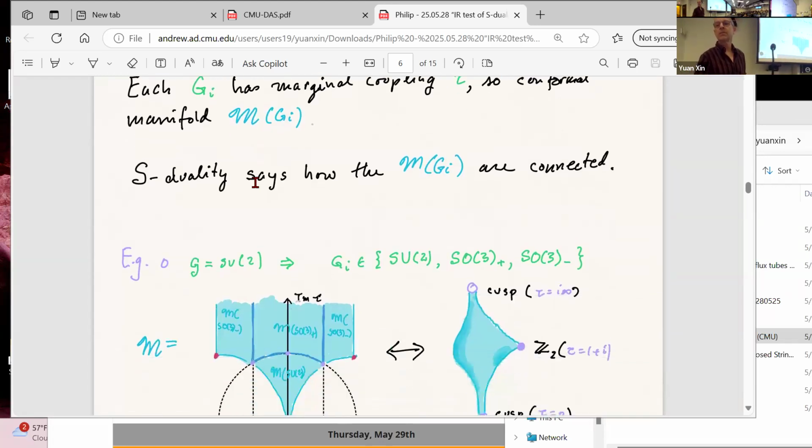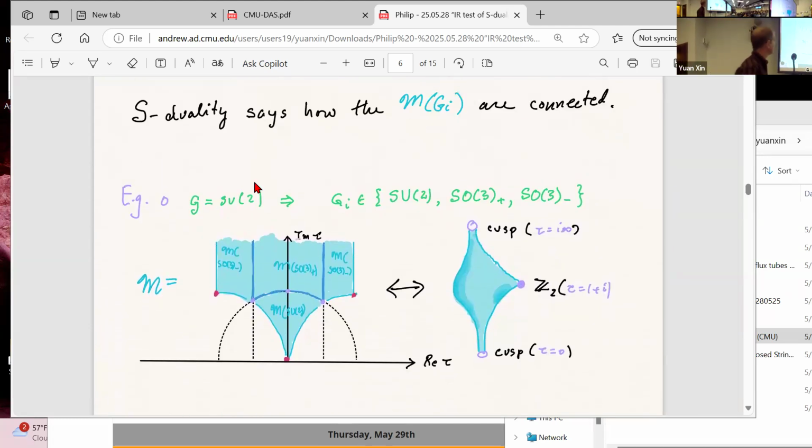So let me just, in case you haven't seen this before, give you some examples. The simplest example would be SU(2), in which case there are 3 of these global structures. There are 2 global forms of the SU(2) Lie group, SU(2) and SO(3), and the SO(3) has 2 of these, because it has this discrete theta angle. So there are 3 global structures, and it turns out that they're combined together into one single connected conformal manifold. It's just 3 copies of the fundamental domain of PSL(2,Z) acting on the upper half plane: the one that I had written before in the electric magnetic duality case, another copy for the other SO(3) structure, and yet another copy for the SU(2) structure.